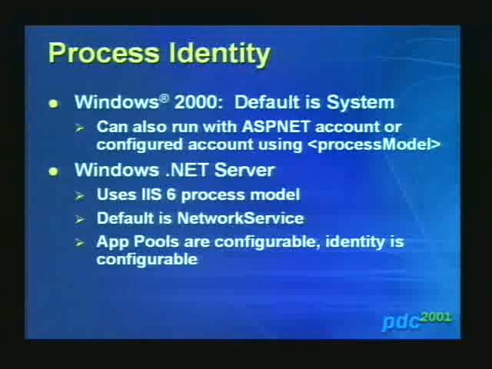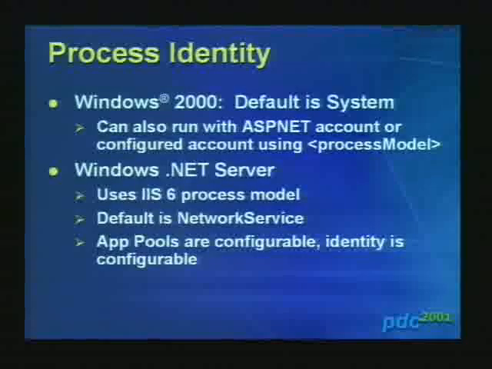There are two stories here. There's one path for Windows 2000, another path for Windows.NET Server and IIS 6. The Windows 2000 path is that ASP.NET essentially runs as a child process of IIS, which means that it inherits the IIS identity. This is system by default. It's a very powerful administrative account. It is not appropriate for all web applications.